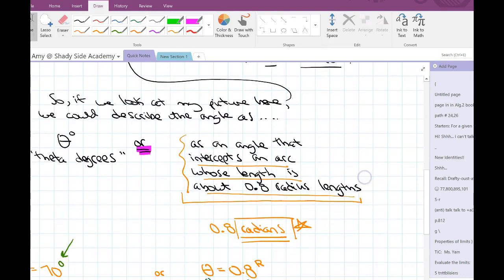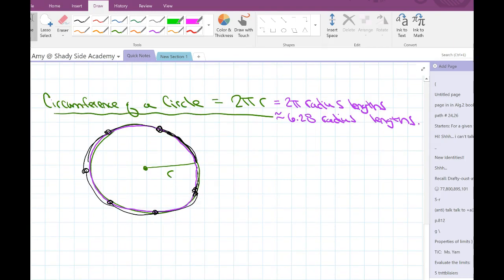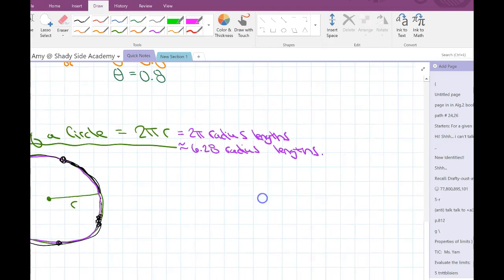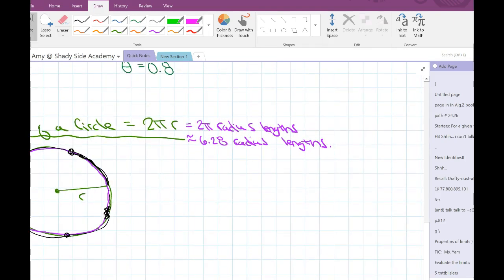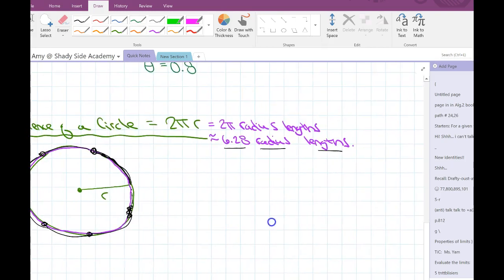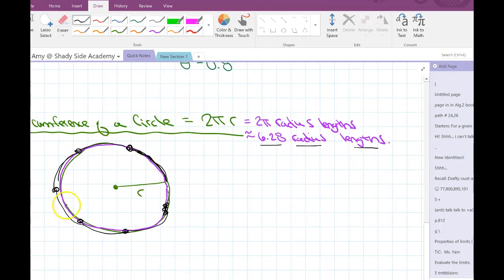And as with everything, and you hear me say this over and over again, a new perspective is initially going to feel uncomfortable. A new perspective may make you feel like, what is the point? However, I want you to lean into that and embrace this new perspective. 6.28 radius lengths is the circumference.